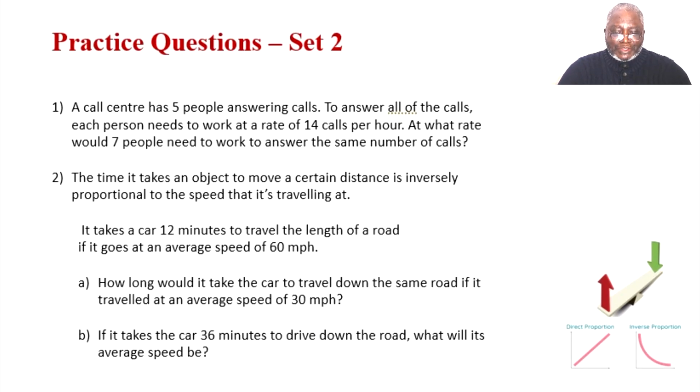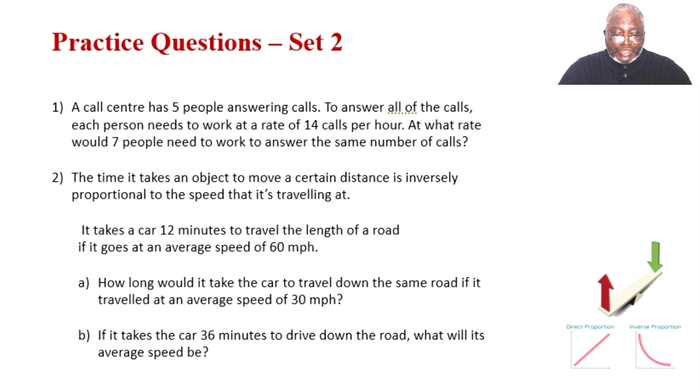Let's look at practice question set 2 based on inverse proportion. Question 1. A call center has 5 people answering calls. To answer all of the calls, each person needs to work at a rate of 14 calls per hour. At what rate would 7 people need to work to answer the same number of calls?